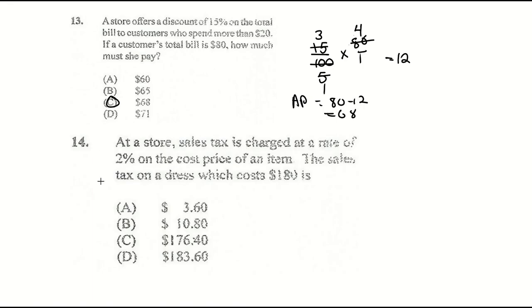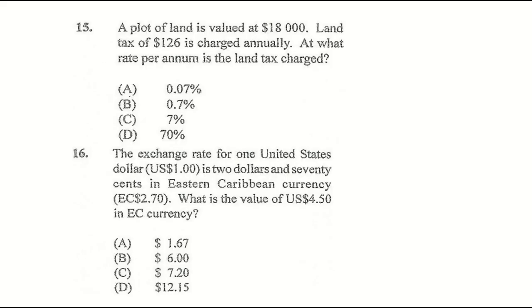C. At a store, sales tax is charged at a rate of 2% on the cost price of an item. The sales tax on a dress was 180. So we want to find, we did this question already, 2% of 180. 2 into 100 is 50. Cross this off, it is $3.60. This was a repeated question. A plot of land is 18,000. Land tax is 126.